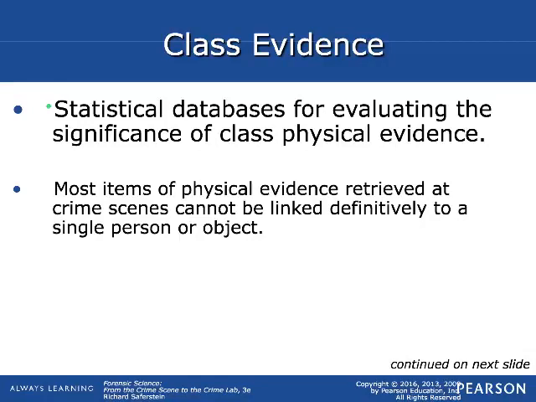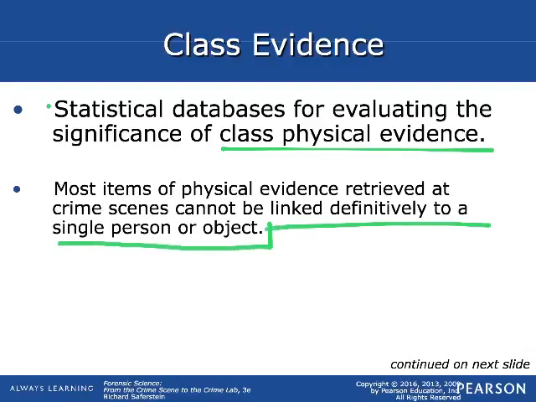There are statistical databases, so data gets collected. It's the responsibility of the criminalist or the forensic scientist to start collecting data about the statistical significance for class physical evidence. So you could say, okay, well, we know there were 20,000 of these made, and so the odds of this are 20,000 in whatever the population is. Okay, so you do have to remember that most of the time things cannot be linked definitively to a single person or object.